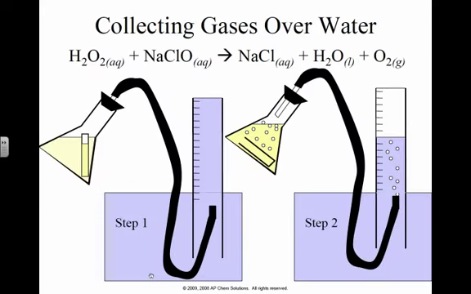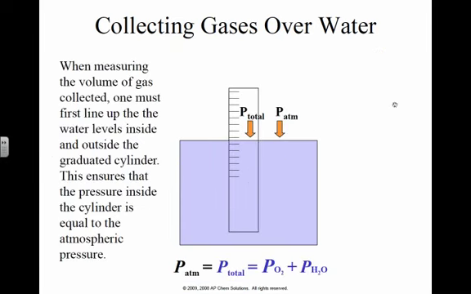Just another reminder, because some of you struggle with this: every time you collect a gas through water, it's called a wet gas. And what do you have to do with that wet gas? You have to subtract the water vapor pressure. When measuring the volume of a gas collected, one must first line up the water levels inside and outside of the graduated cylinder. This ensures that the pressure inside the cylinder is equal to the atmospheric pressure outside.